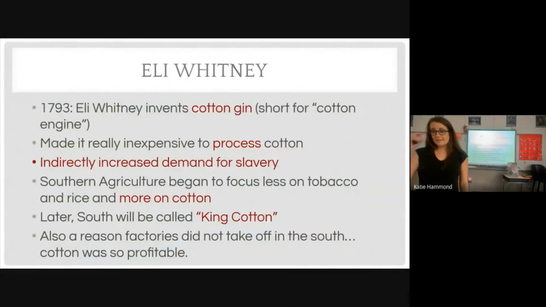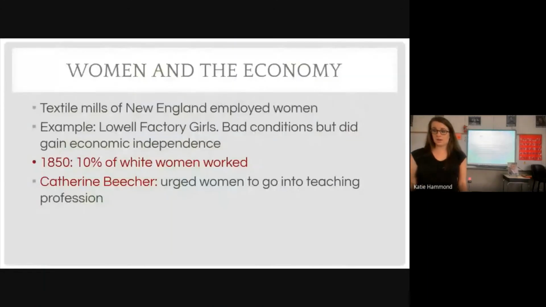We know that in the South the nickname will be called King Cotton because they're able to process cotton with hardly anything. Okay, women in the economy, the last thing. We already talked about this, but another social impact of the market revolution is that, like Lowell, Massachusetts, young unmarried farm girls will move there, live in boarding houses, and have a job where they'll make wages.